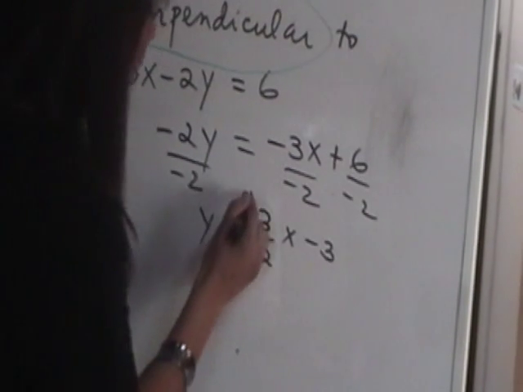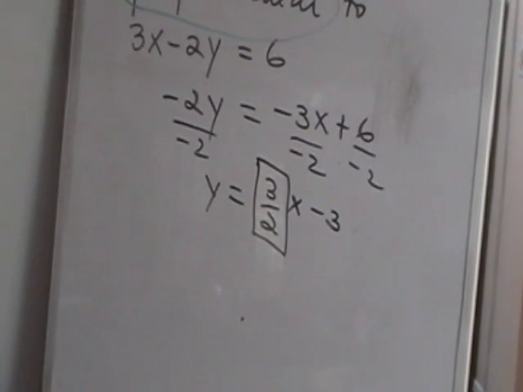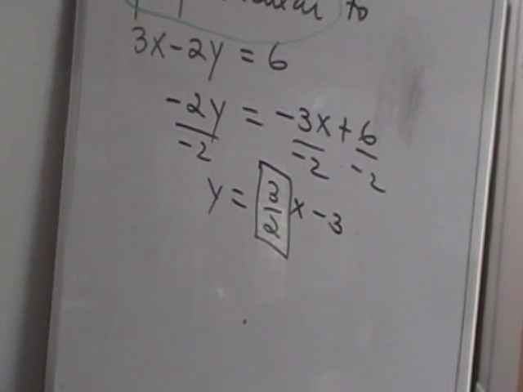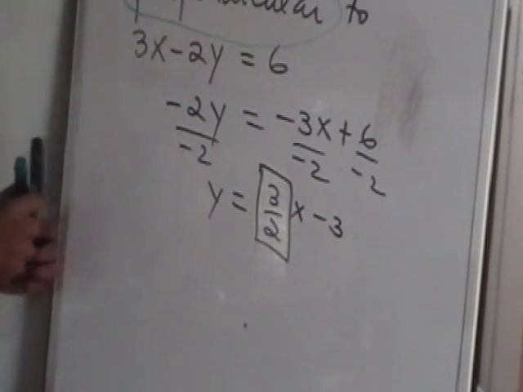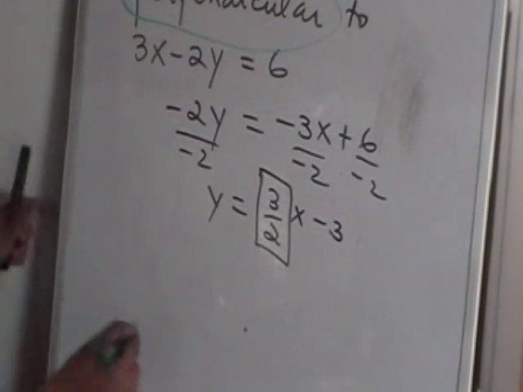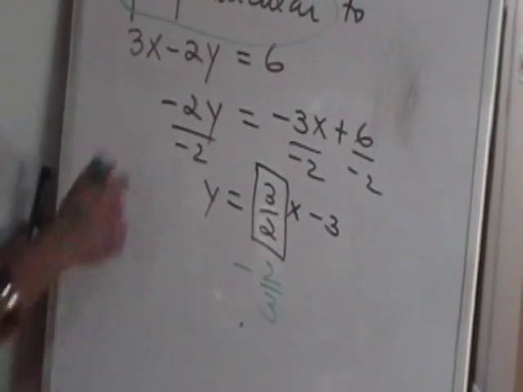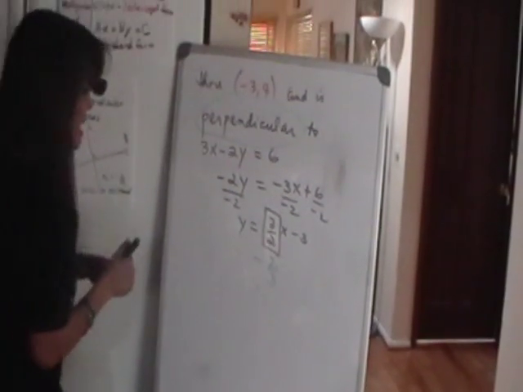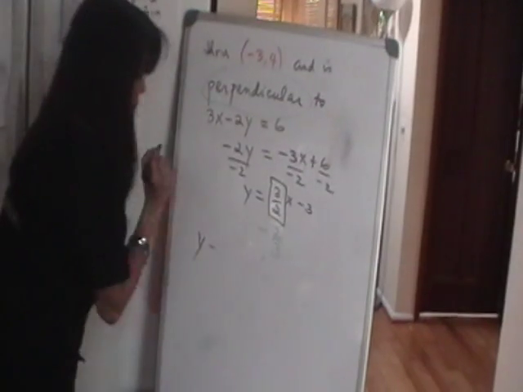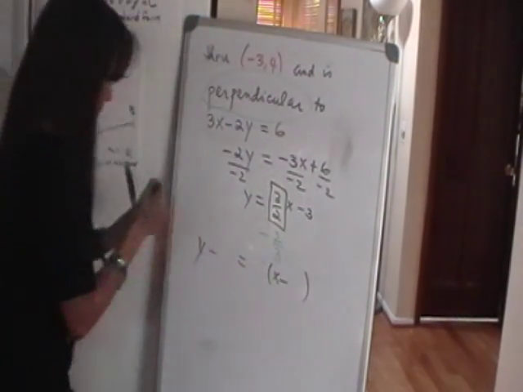So therefore, I need to grab this coefficient of x, that's the slope of the given line, and since the line I'm looking for is perpendicular to this line, I need to take the opposite reciprocal of 3/2, which is negative 2/3. And there you go, you have your green ingredient, you have your red ingredient. We are ready to write the point-slope form of the equation of the line that we are looking for.